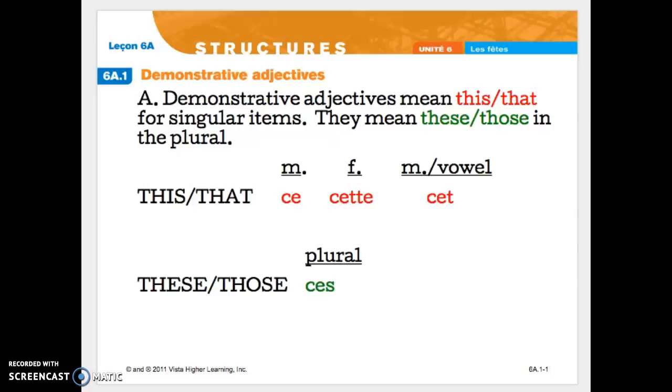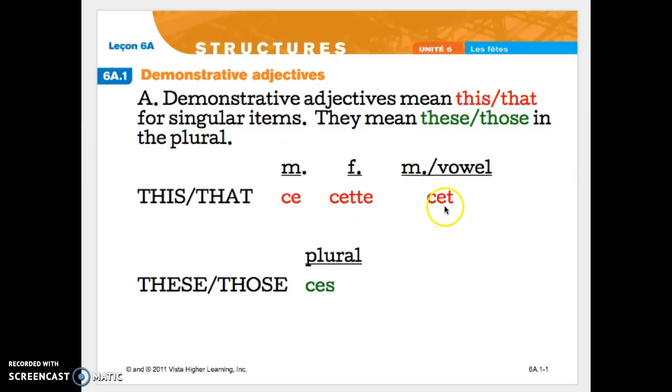Welcome to the 6A.1 note set on demonstrative adjectives. In English, you have four equivalents: this and that for singular items, and these or those for plural items. To say this or that in French, if your item is masculine and singular, you use ce. If your item is feminine and singular, you use cette.